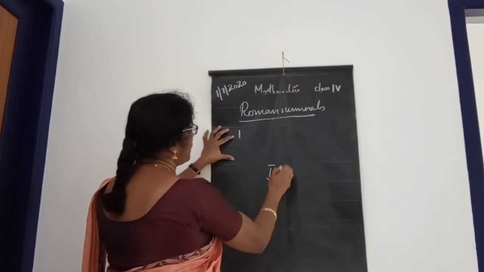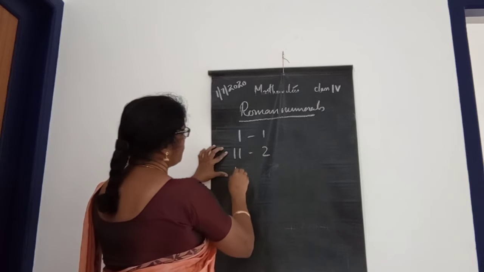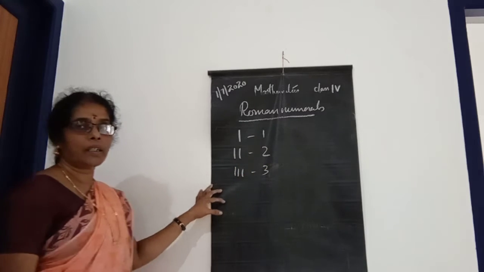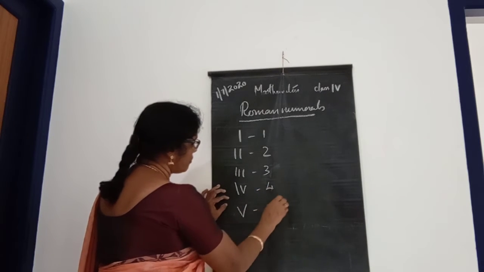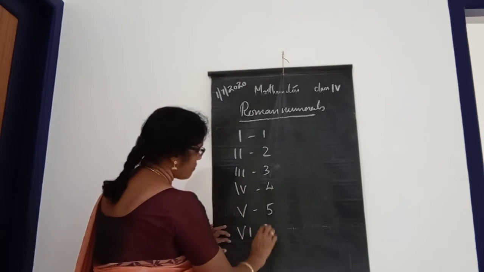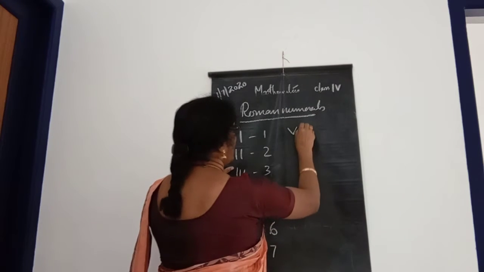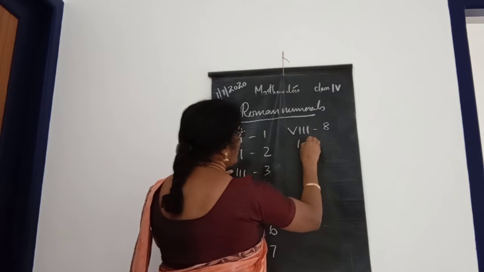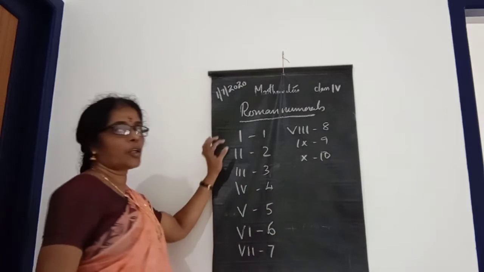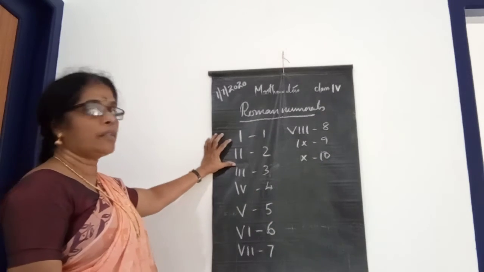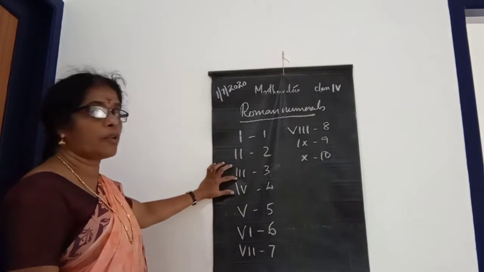No need to write it like this. You can write it this way: 1, 2, 3, then 4, 5, 6, 7, 8, 9, 10. Okay. All of you look here. The Roman numerals from 1 to 10, write this. 1, 2, 3. Okay, that is no problem.